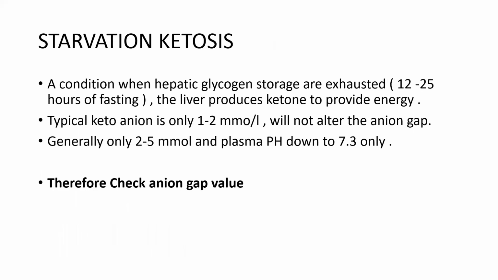So starvation ketosis, I think we have seen quite a number of patients in our ED with this presentation. This actually happens when hepatic glycogen stores are exhausted and the liver produces ketones to provide energy. So the typical ketoanion is only 1 to 2 millimoles per liter, so it will not alter the anion gap. The pH also, the patient will not be so severely acidotic, and the sugar will be normal. So this is starvation ketosis.